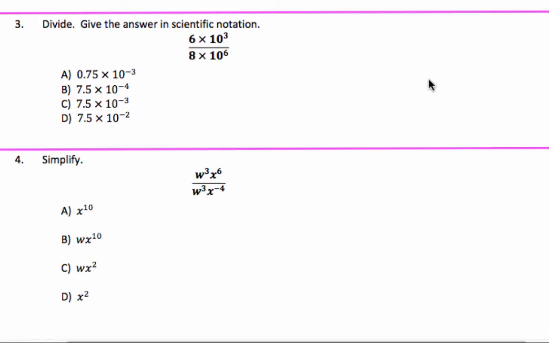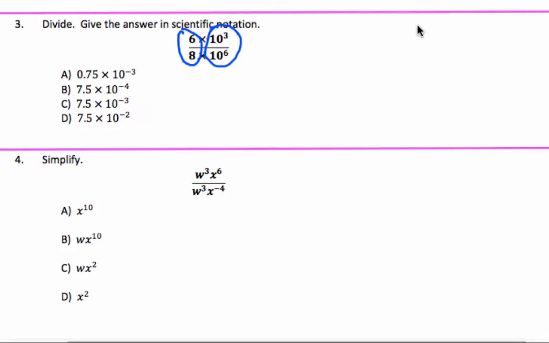Problem number 3 asks you to divide two numbers in scientific notation form and place the result in scientific notation form. What we first do is divide the regular decimal numbers, the 6 divided by the 8, and then we're going to divide the powers of 10, the 10 to the 3rd divided by the 10 to the 6th.